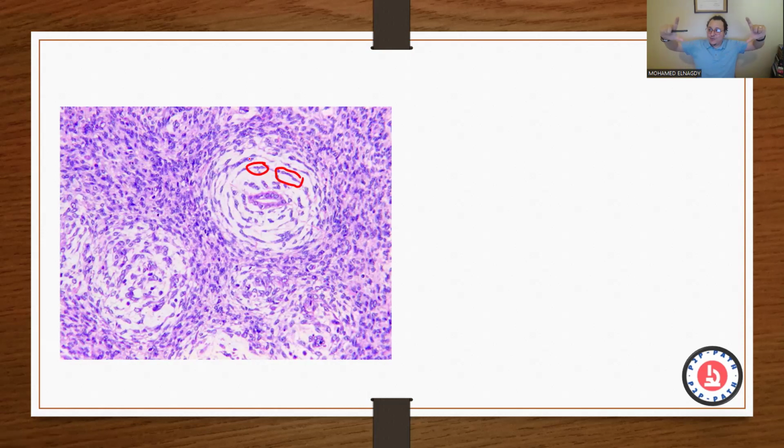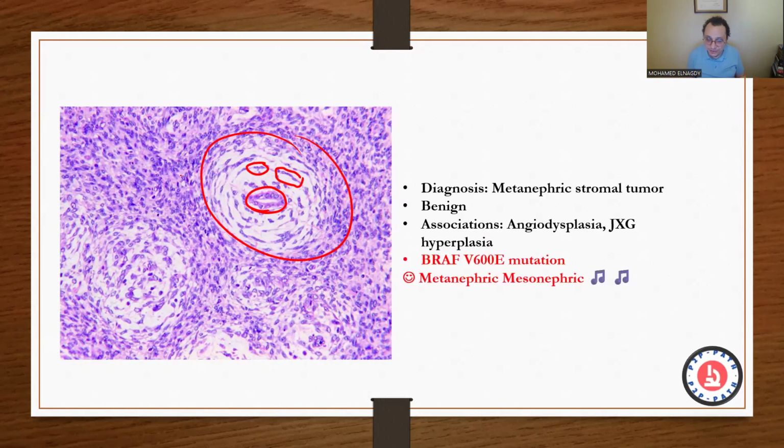The spindle cells are clustering or forming circles around a tubular structure, a tubule, with onion skinning of spindle cells around it. So what's the diagnosis then? The metanephric stromal tumor, which is MST. We mentioned that you see only stroma and some metanephric tubular-like structures with this stroma around. It's a benign tumor. I need you to remember that it's BRAF positive.